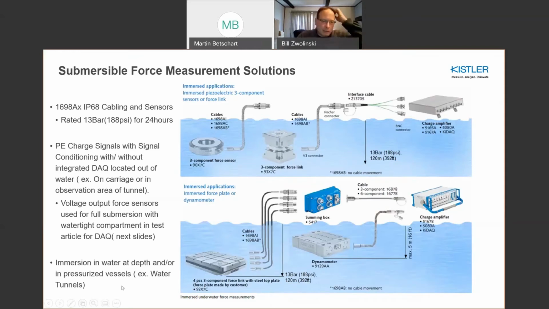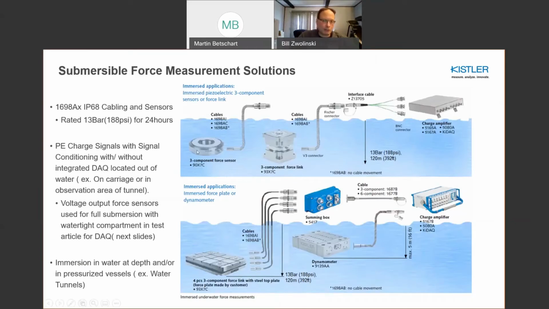What I want to say here also, you can see these cables are 1698 style cables. They've been qualified for up to 13 bar pressures. Now, obviously, it could be that you're actually at depth at 13 bar, or it could be that you're in a closed vessel like a cavitation tunnel, that you have a certain resonant pressure in that. So whether it's by water depth or whether it's by a pressurized vessel, these cables are watertight for sure.